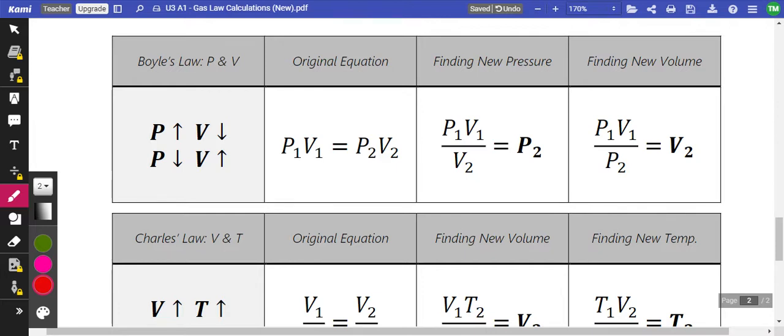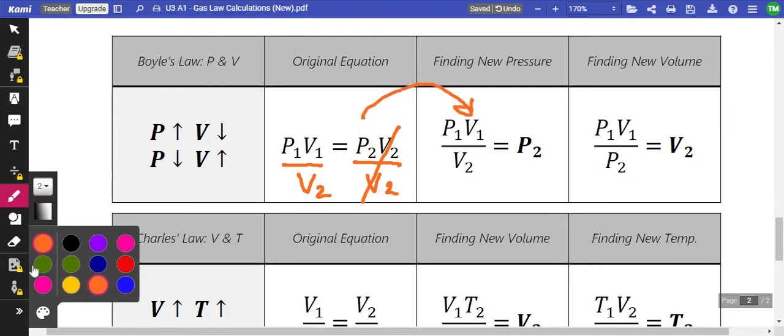So I've rearranged these equations already so that pressure and volume are alone, where we're looking for the new pressure or the new volume here. We would do this with algebra. So for example, let me pick a different color. If I were to divide both sides by my V2, that would get rid of this V2 here, and I'd be left with P2. That's how I get this equation right here.